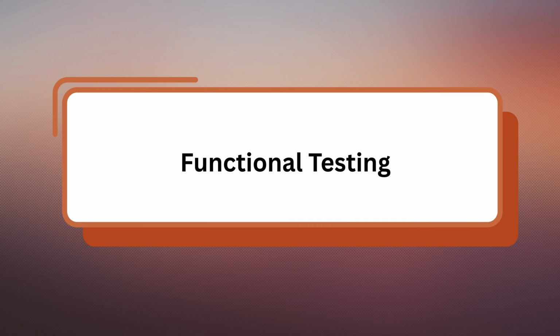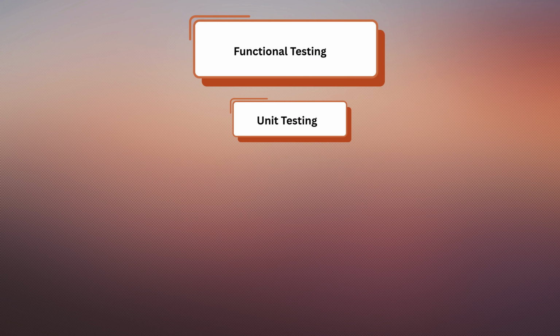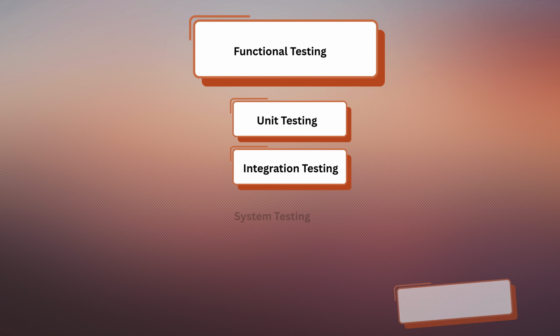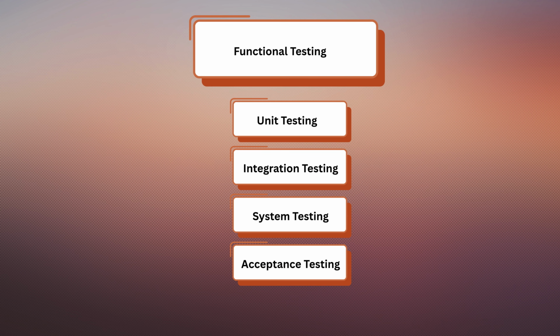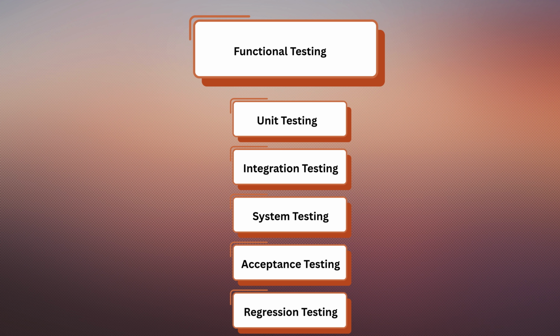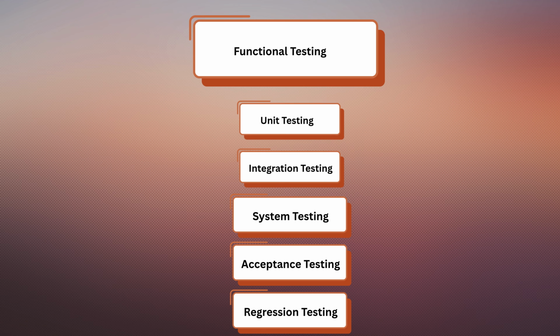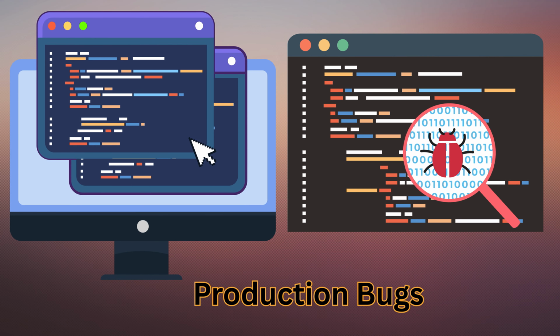Now, let's break it down. Functional testing isn't just a single activity, it's an umbrella. Unit testing, integration testing, system testing, acceptance testing, regression testing. These all come under functional testing. Most testers only think about system testing, but if you are ignoring unit and integration tests, you are setting yourself up for production bugs.